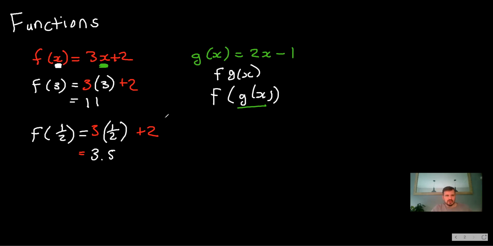Okay. So f of g of x means that instead of replacing the x with a 3 or a half, we're actually replacing it with g of x.